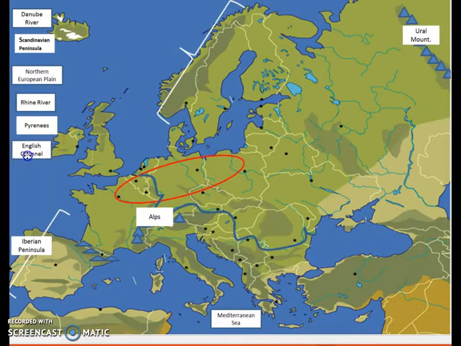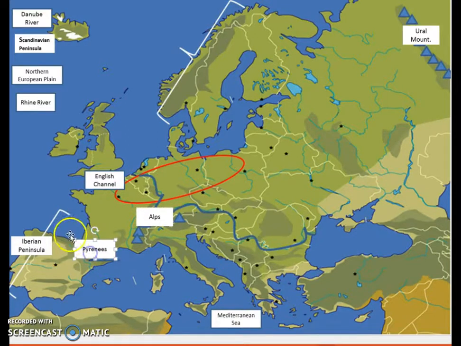Find the English Channel. Point to the English Channel. The English Channel is right here. It's located in between France and right here England. So the English Channel is right in between those two countries. Point to the Pyrenees Mountains. Okay, the Pyrenees Mountains are located right here. It's the mountain range that divides both Spain and France.